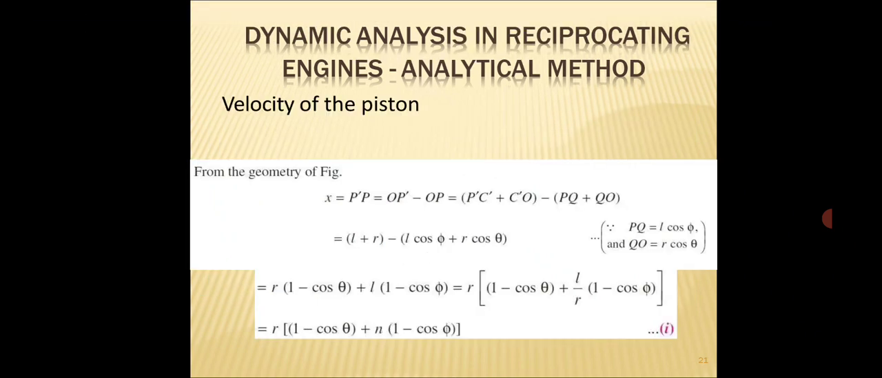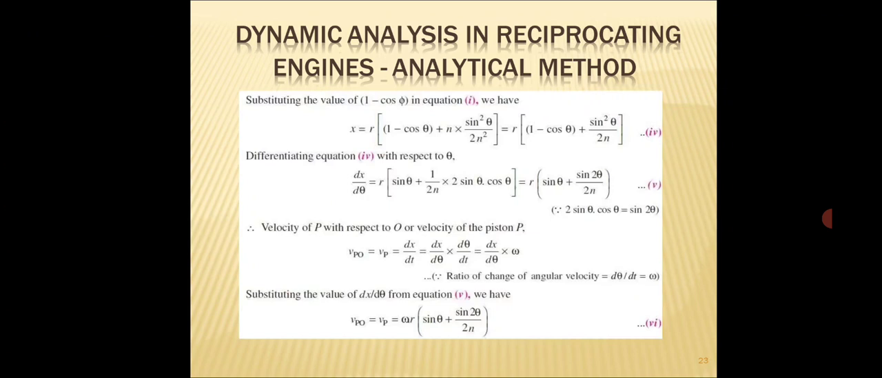So instead of that, R into (1 minus cos theta) plus n into (1 minus cos phi), you have to replace that 1 minus cos phi in the equation. So we are getting the equation x equals R into (1 minus cos theta) plus n into sin square theta by 2n square. So rewrite this equation as R into (1 minus cos theta) plus sin square theta divided by 2n, the n square. That n and the n square have cancelled, we are getting 1 n. So n sin square theta divided by 2n. So this is considered the fourth equation.